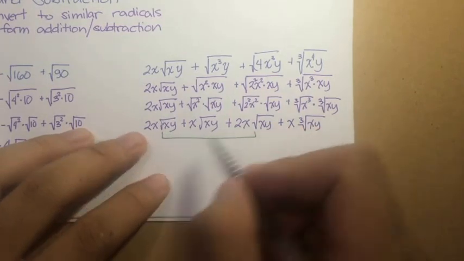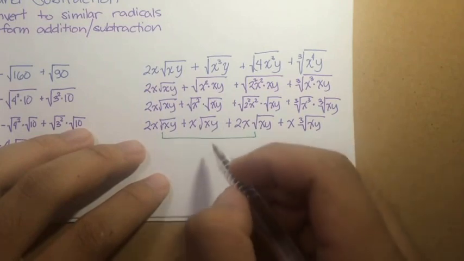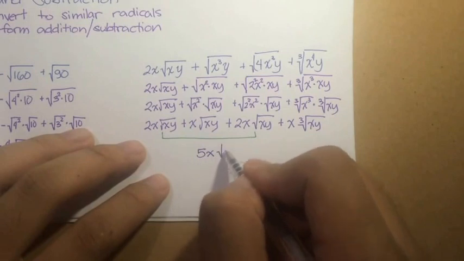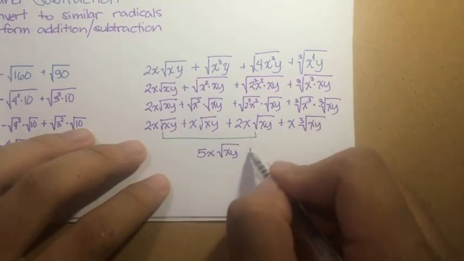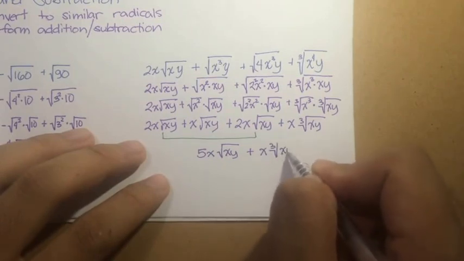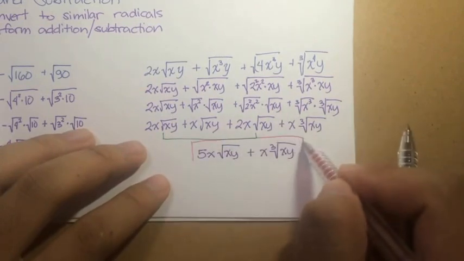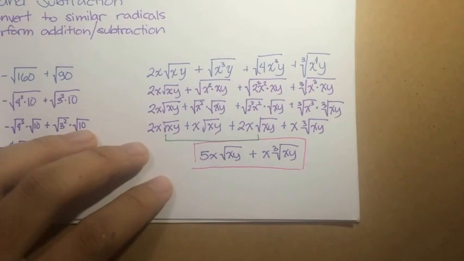So we cannot add this to the first three, but we can add the first three. 2x plus x plus 2x is equal to 5x. So this becomes 5x square root of xy. And don't forget this one, plus x cube root of xy. So this is our sum and our final answer.